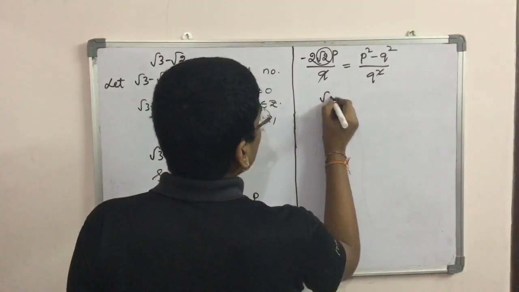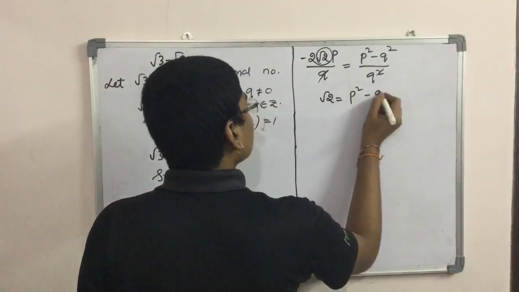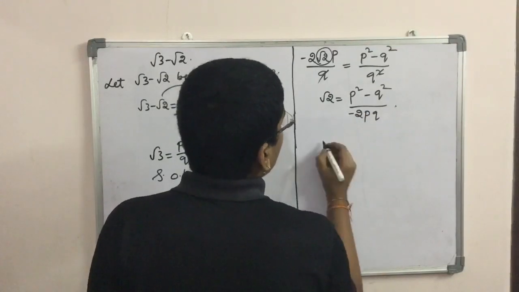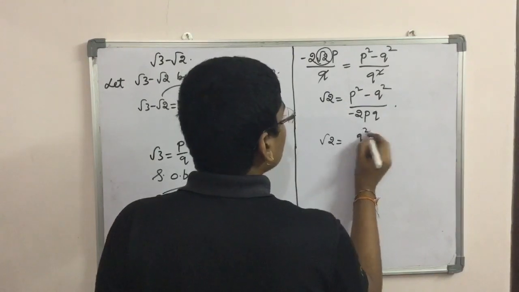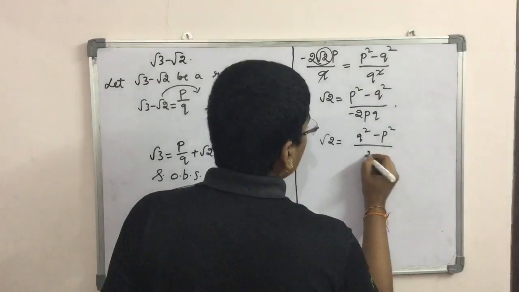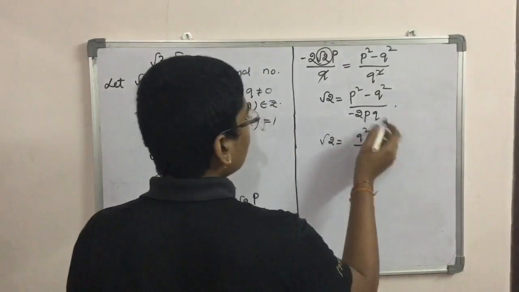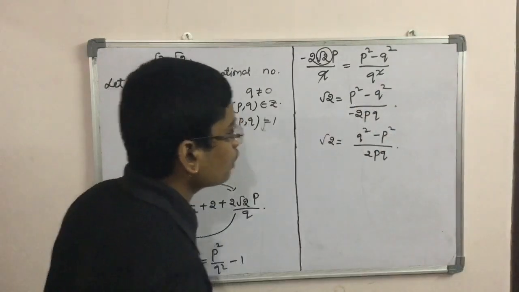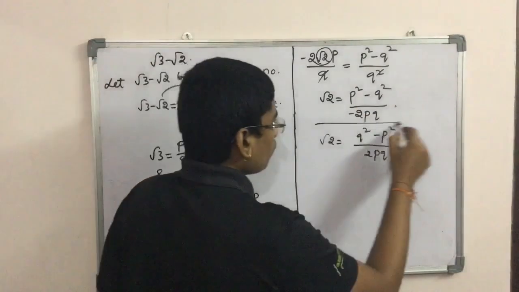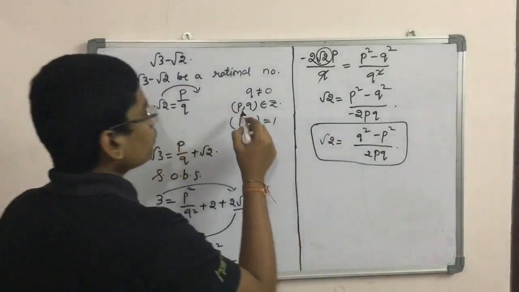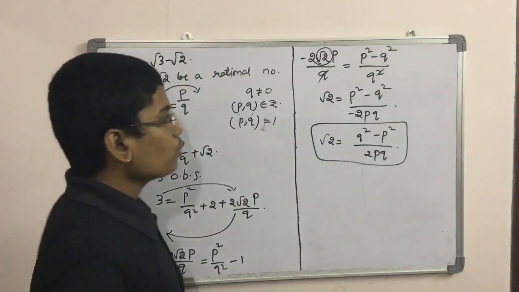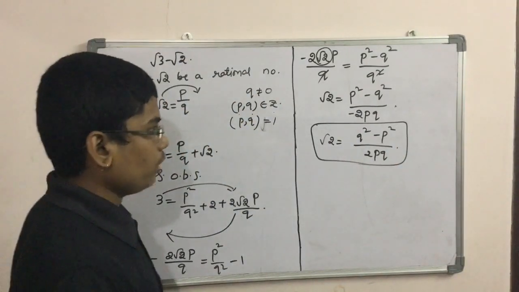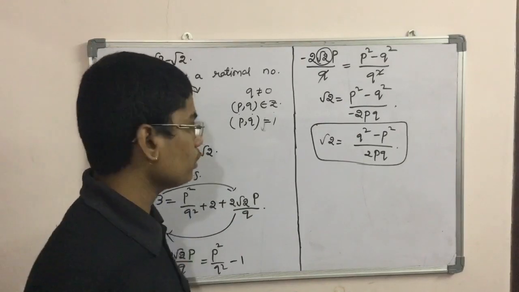Then it will become root 2 is equal to (p² − q²)/(−2pq). It will become root 2 is equal to (q² − p²)/2pq. Whenever we take minus common, it will get cancelled, and q² will come to the front, and p² will get the negative sign. So according to our assumption, both p and q are integers, right? So (q² − p²)/2pq will become a rational number. It might be a positive or a negative rational number.